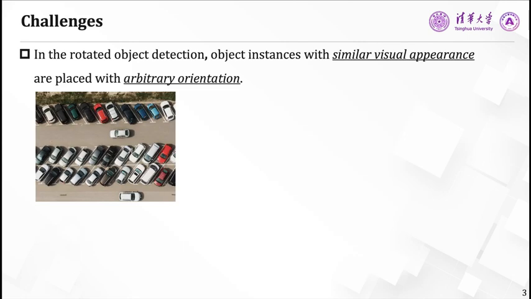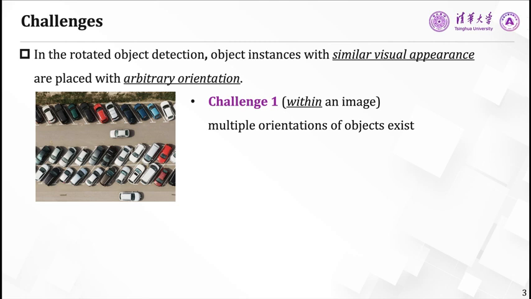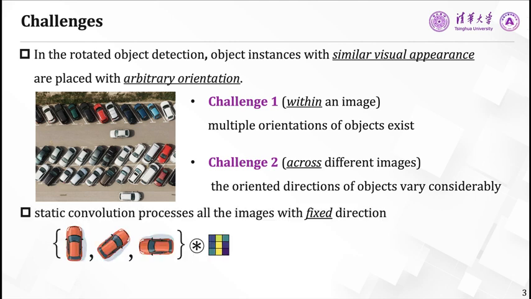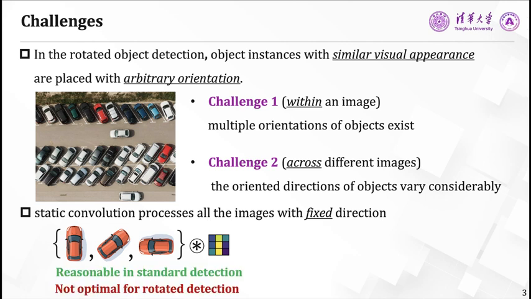To be specific, objects with similar visual appearance are placed with arbitrary orientations in these images. There are two challenges. First, multiple orientations of objects exist within the image, and second, the orientation directions of objects vary considerably across different images. The commonly used static convolution processes all the images with a fixed direction. While it is reasonable for standard detection, it is not optimal for the rotated ones.